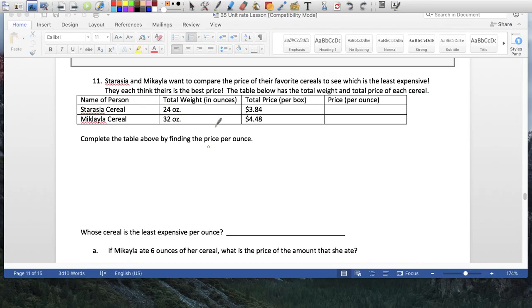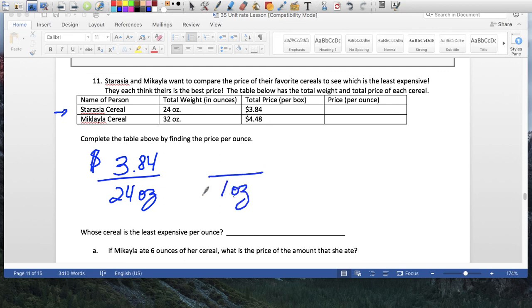Again, it's the same thing over here. So we want to find which one is better per ounce. I'm going to do this one first. 3.84 over 24 ounces. So we want to find out what 1 ounce is. So we're going to divide this by 24. And 3.84 divided by 24 is 16 cents per ounce.